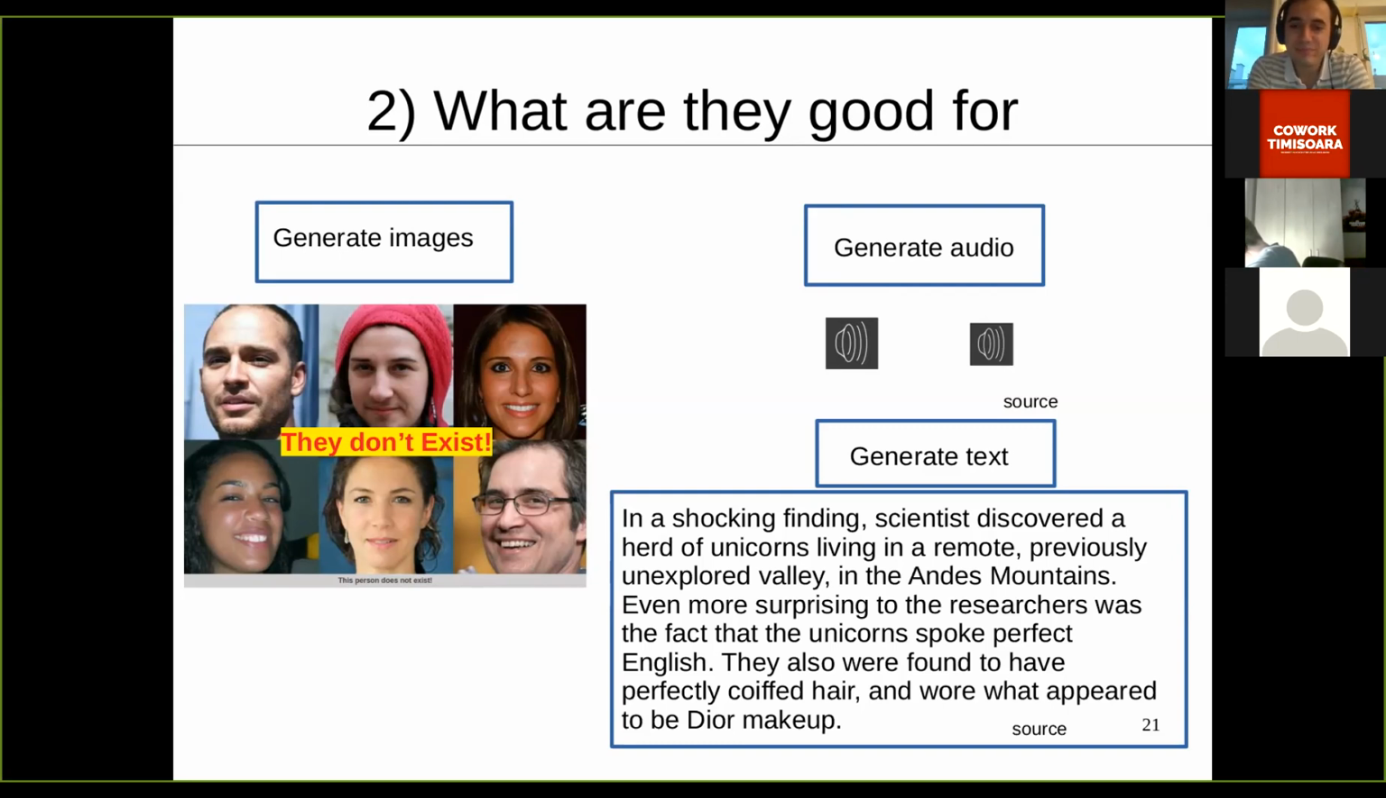So yeah, it captures even the grammar of the language. I would say it's very, very realistic.